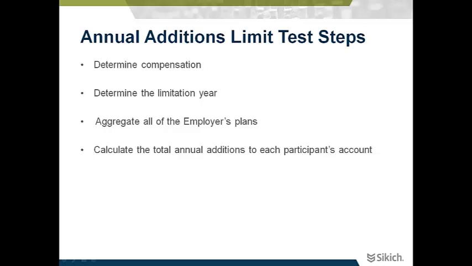So let's talk about the steps for the annual additions limit test. First, we have to define compensation. Then we need to determine the limitation year. Then we aggregate all of the employer's plans, and then we calculate the total annual additions limit for each participant's account.